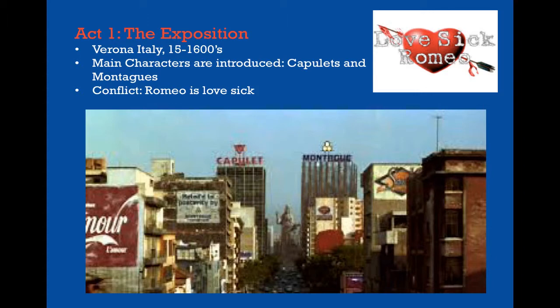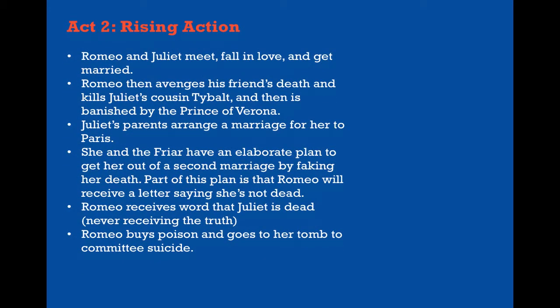Romeo and Juliet meet, they fall in love and get married. Romeo then avenges his friend's death and kills Juliet's cousin Tybalt. He is then banished by the Prince of Verona. Juliet's parents arrange a marriage for her to Paris. She and the friar have an elaborate plan to get her out of a second marriage by faking her death.